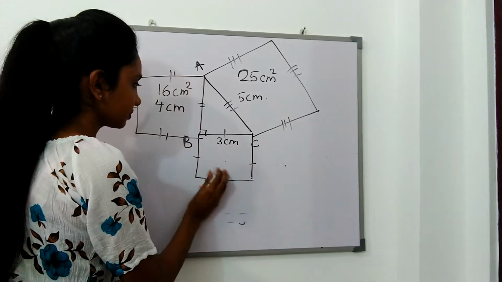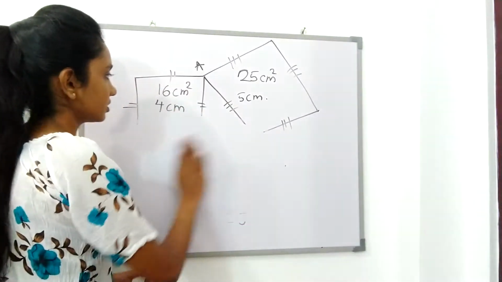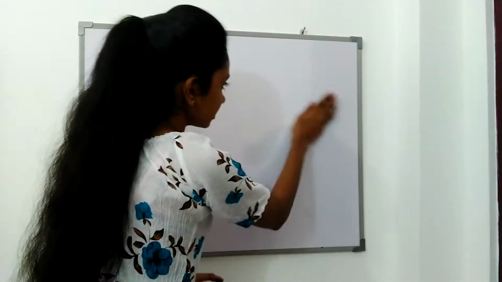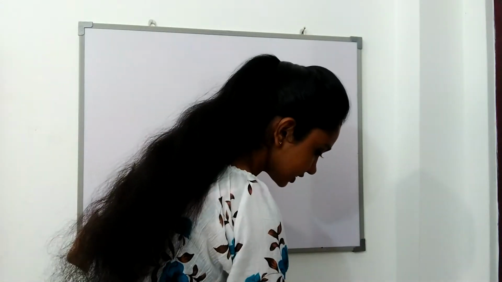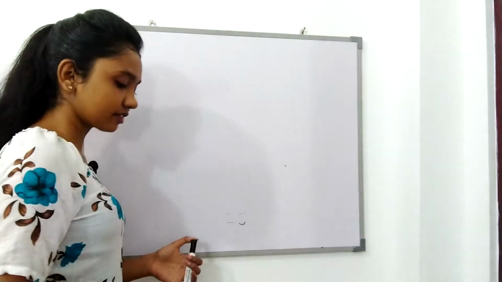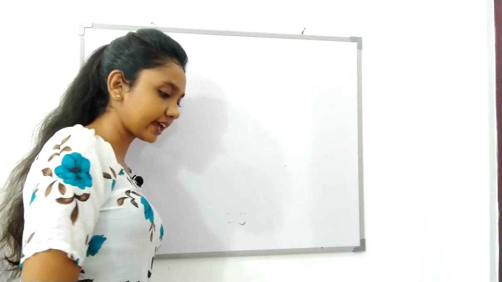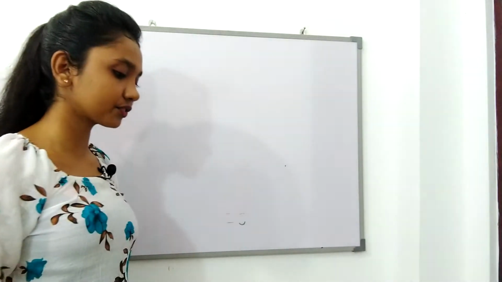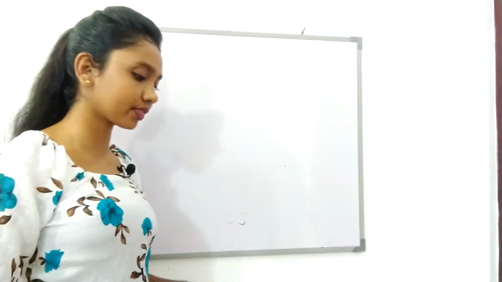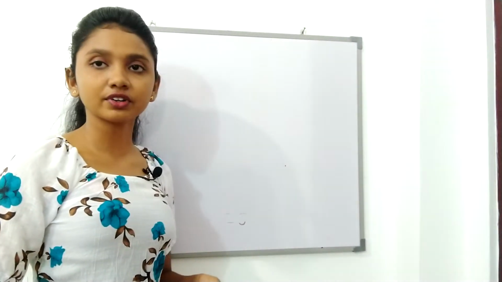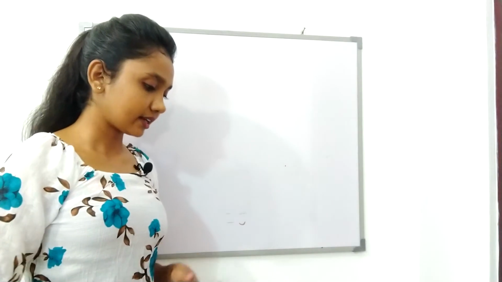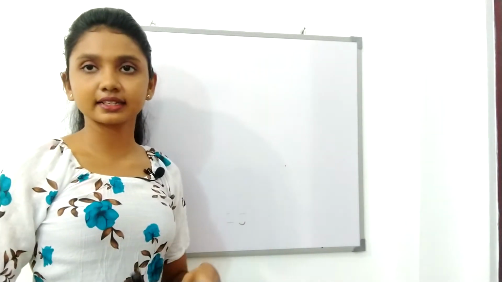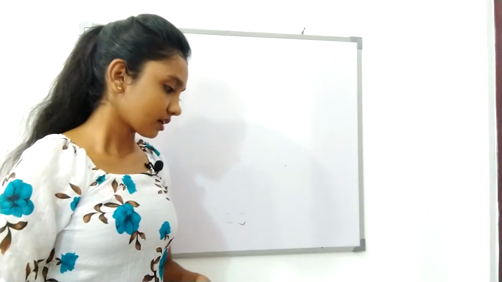Children, the Pythagoras relation is: in a right angled triangle, the area of the square drawn on the hypotenuse is equal to the sum of the areas of the squares drawn on the remaining sides of the triangle, the sides which include the right angle. So that is the basic theory.